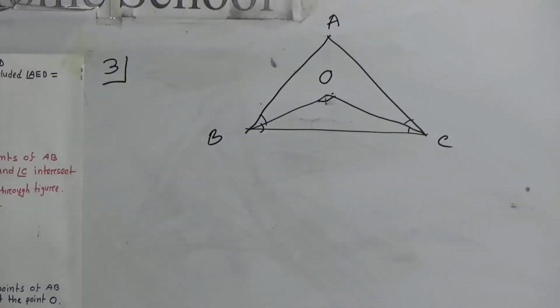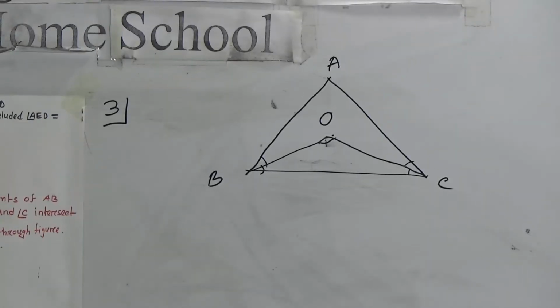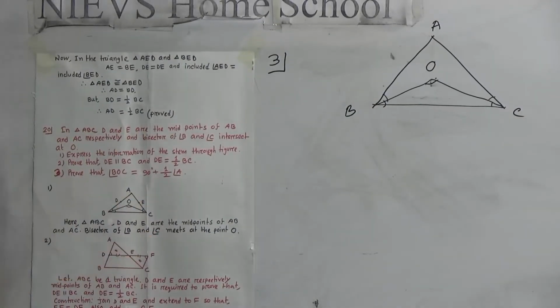Student, look, in ABC, you see the question at first. This is the question. In ABC, D and E are the midpoints of AB and AC respectively. But see the question, prove that angle BOC equal to 90 degree plus half angle A. So, D and E are the midpoints of AB and AC respectively. This is not included in question number 3 or for the solution of question number 3. Okay? According to the question, you have to draw the figure. Look, BOC equal to 90 degree plus half angle A. Okay, student? Now write, this is the figure.